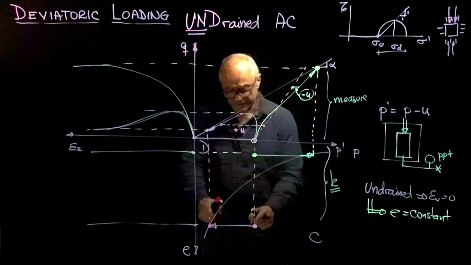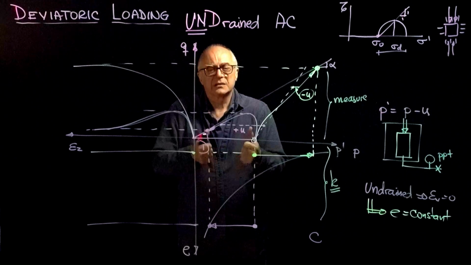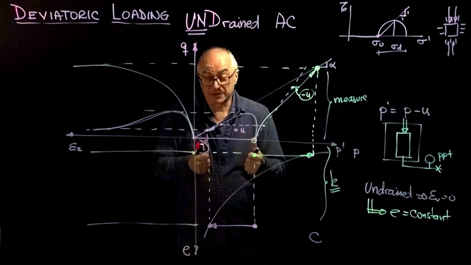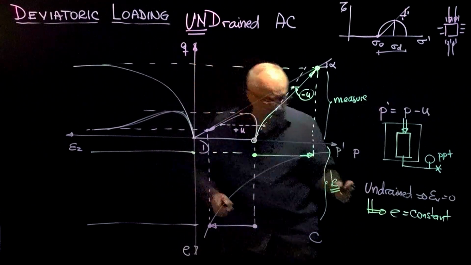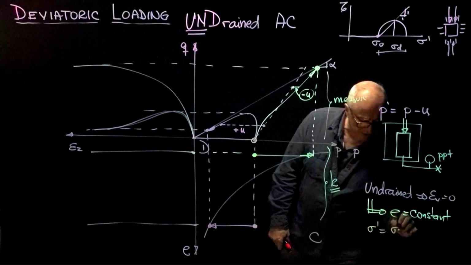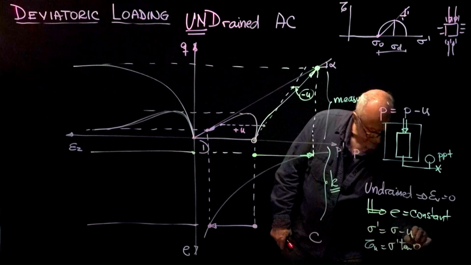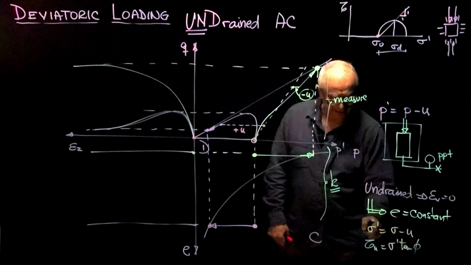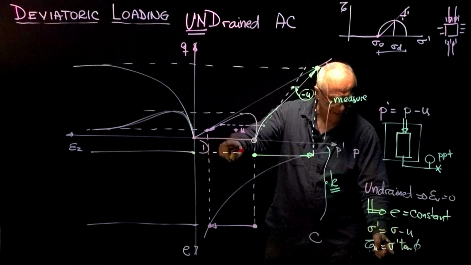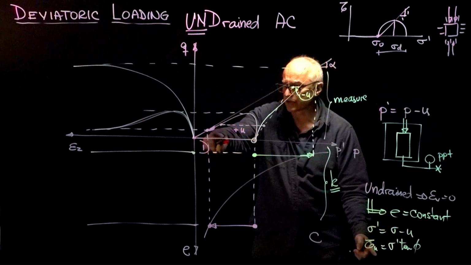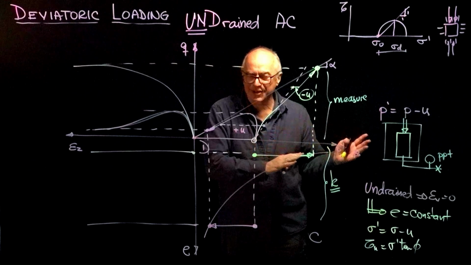In any case, the contractive one will build a positive pore pressure, and the higher the pore pressure, the lower the effective stress. The lower the effective stress, the lower the strength. So we can go back to our standard equations. Effective stress is equal to sigma minus u, and tau ultimate is equal to sigma effective tangent phi. So as the pore pressure increases, the effective stress decreases, P prime decreases, and because the effective stress decreases, the strength decreases.